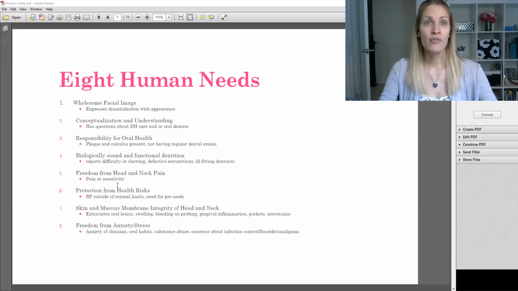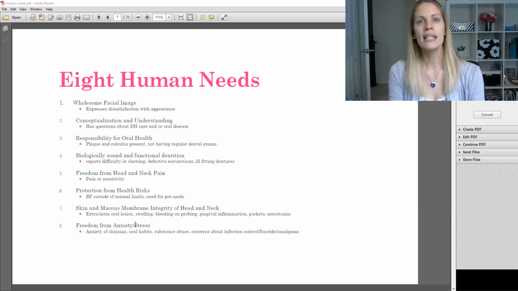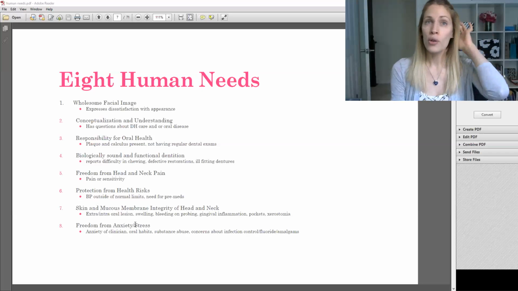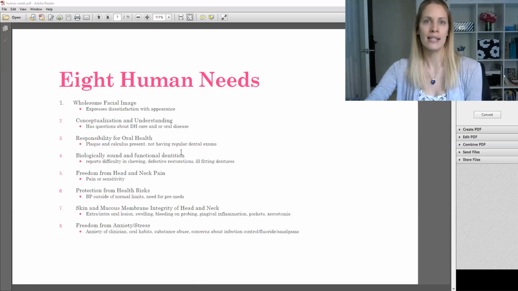You don't often have to write the human needs in practice, but some offices do have it, so you do have to write them in there. You don't have to be as specific as you were in school, but they may want you to write, say, freedom from anxiety and stress, and then say the patient's nervous. You don't have to write, they have this unmet human need due to, evidenced by. That is more for school, but for the real world, you may have to actually write these, just not as specific.